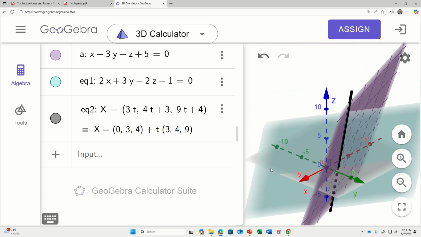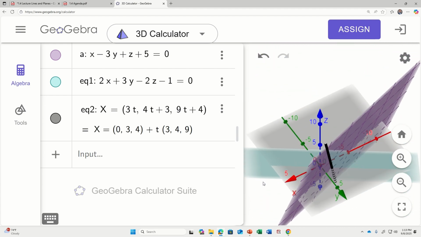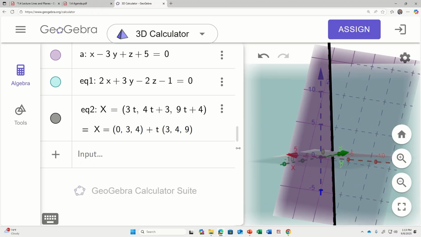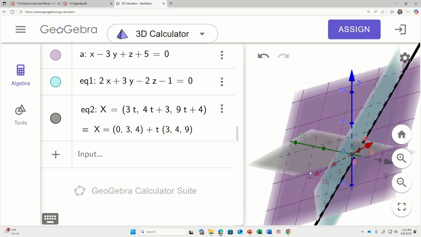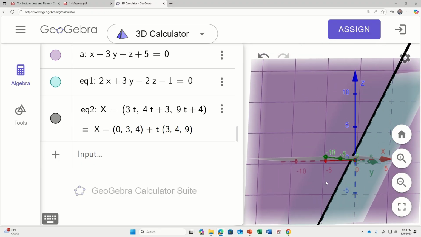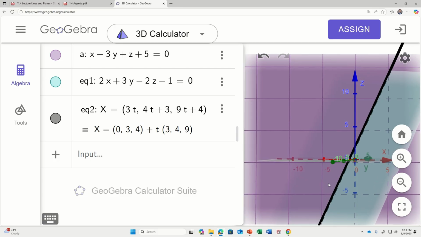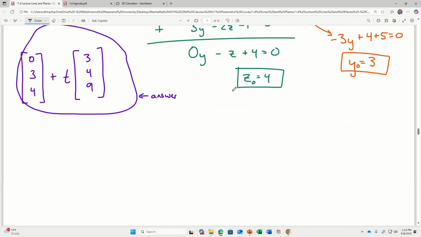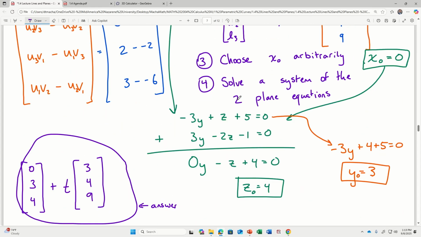Okay, and then you can check on GeoGebra that the new black line that we define parametrically is the same as the line of intersection between the planes. Everybody sees it? All right. It was a long problem.